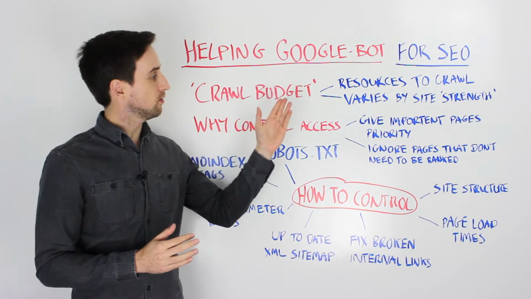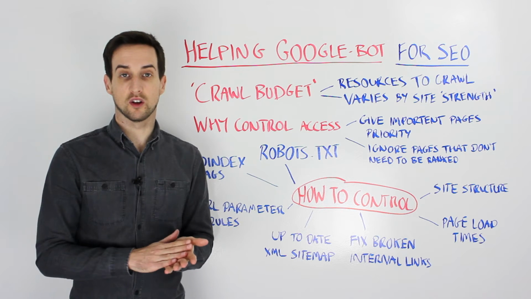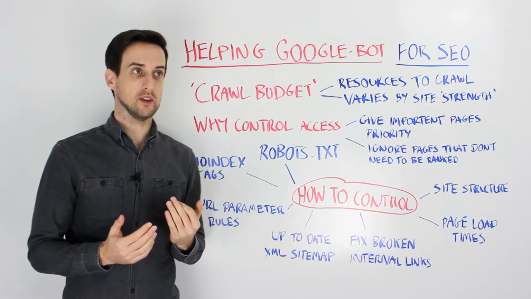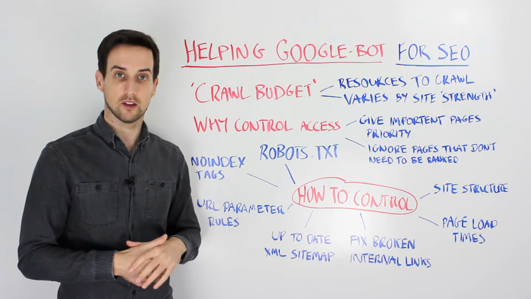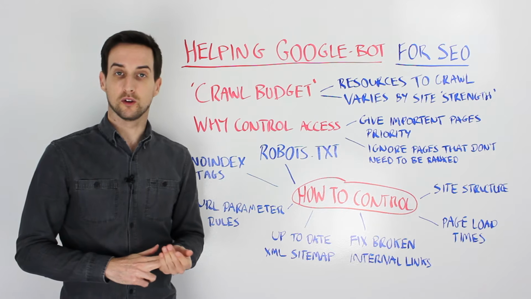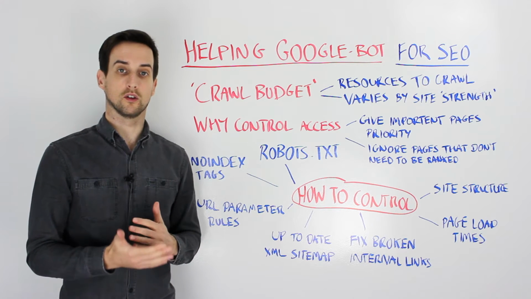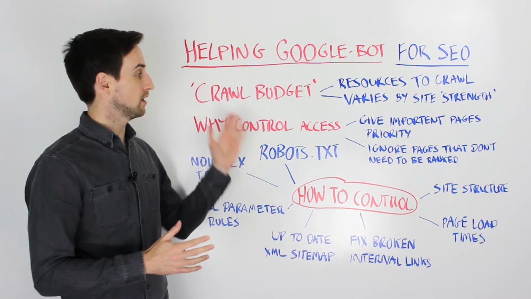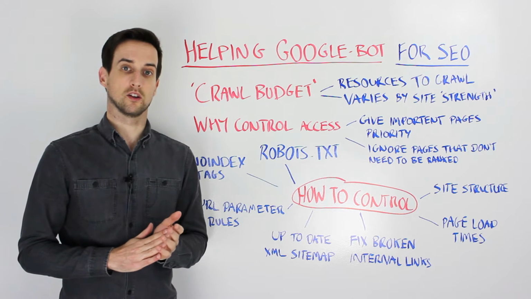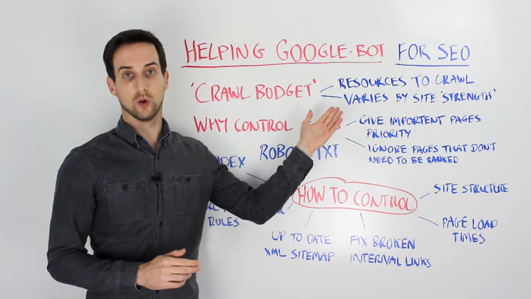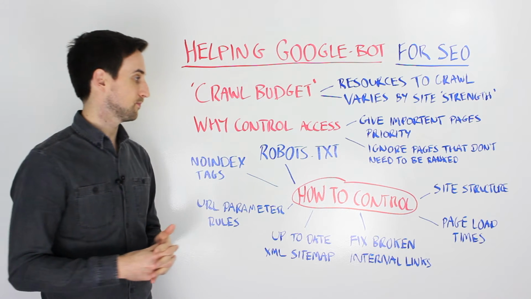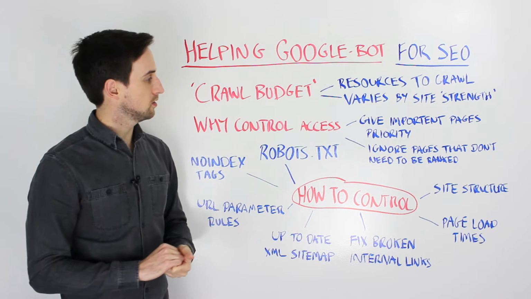So crawl budget varies from site to site, and this is going to be based on your site's strength. There's some research out on the web that tries to identify the factors that affect the crawl budget assigned to each website. An example of this may be the quality of your backlinks. If Google sees that your site has good quality backlinks, then it may assign a better crawl budget to your site as opposed to a site that doesn't have good quality backlinks, because it's going to try and index more of your content because it thinks it's going to be more useful to the users that are searching for that content. So why should you control access?